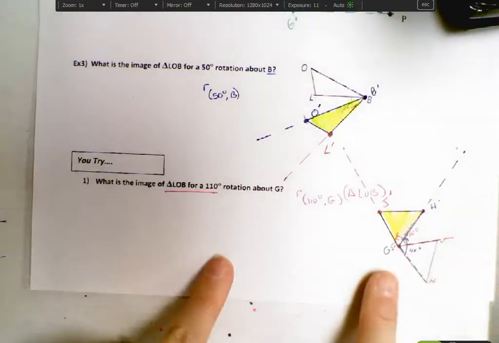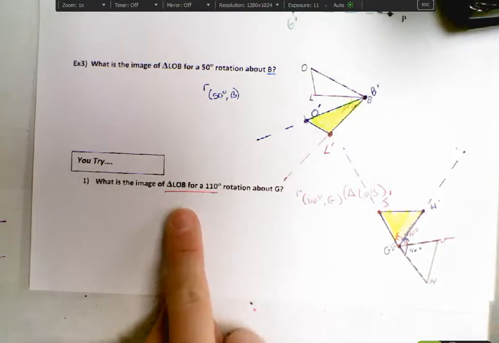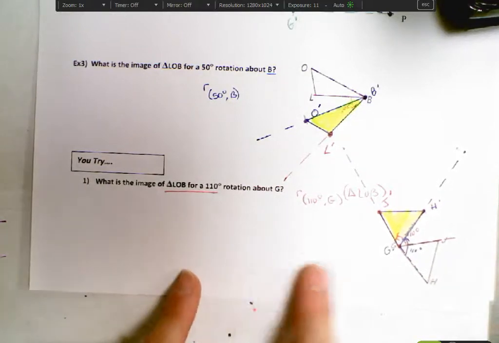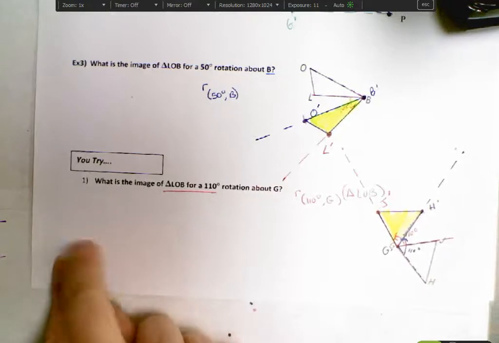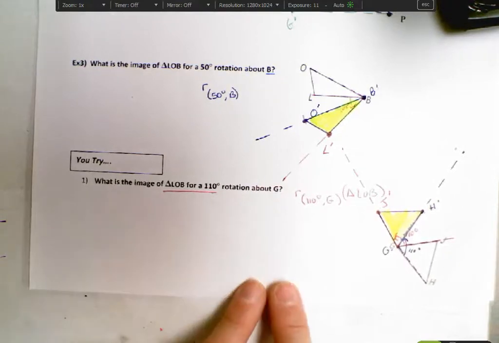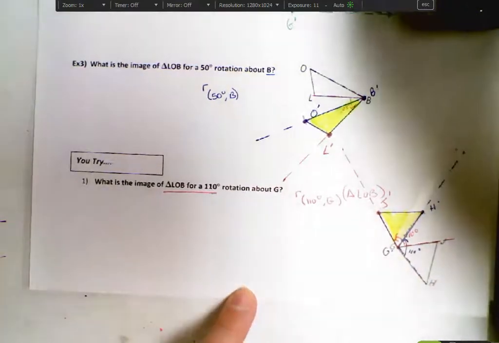Okay, there's the answer to your practice problem. If yours does not look like this, try again. Redraw your triangle over here and try it again. See if you can get there. If you're still struggling with it, make sure you put a big fat star or circle so that you can come into class ready to ask questions when I see you tomorrow.